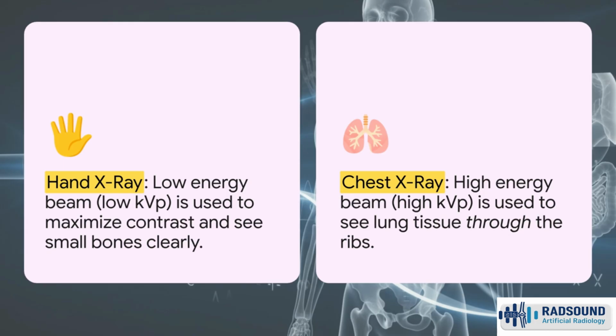For something like a hand X-ray, we'll use a low-energy beam. This maximizes the contrast and lets us see those small bones with incredible clarity. But for a chest X-ray, we actually do the opposite. We intentionally use a high-energy beam. Now, this lowers the overall contrast, but it's a necessary trade-off because it allows us to see the delicate lung tissue through the ribs. It's a perfect example of tailoring the physics to the clinical question you're trying to answer.